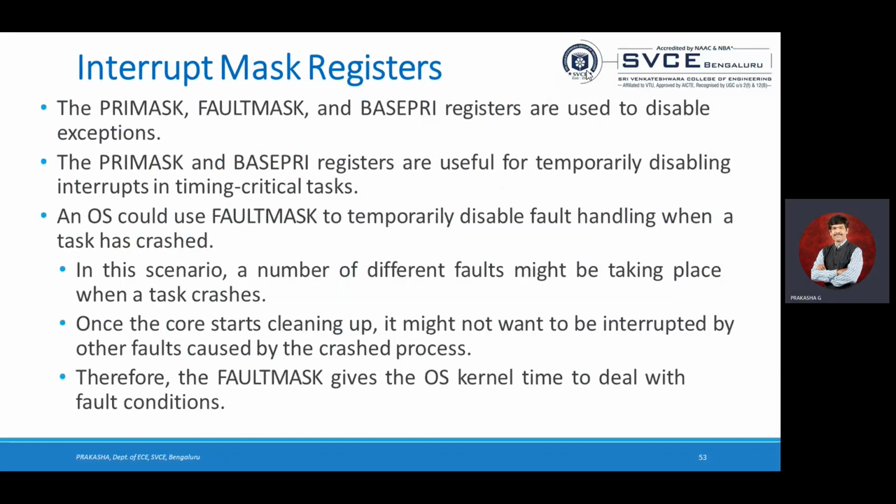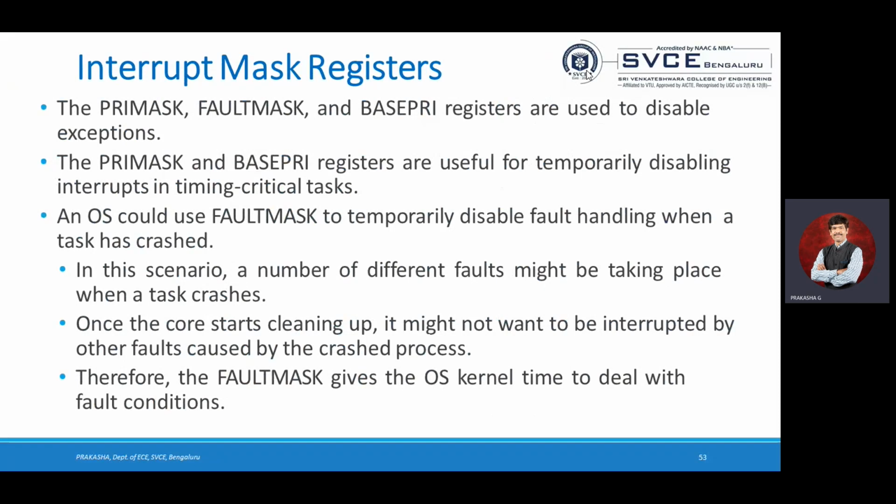So interrupt mask register, we are having the primary mask, the fault mask, and also the base primary mask registers, which are used to disable the exceptions. The primary mask and base primary registers are useful for temporarily disabling the interrupts in timing critical tasks. An OS could use fault mask to temporarily disable fault handling when the task has crashed. If any problem comes into picture, it's going to ask. In this scenario, a number of different faults might be taking place when the task crashes.